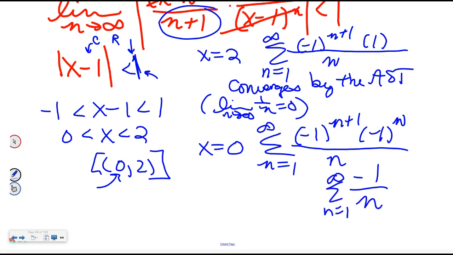You will say that it diverges. Why? You have to give me more. It is a harmonic series, a multiple of the divergent harmonic series. But I think if you just wrote divergent harmonic, you're good. All right? So here's my interval of convergence, 0, 2.